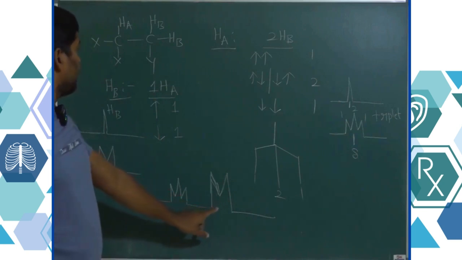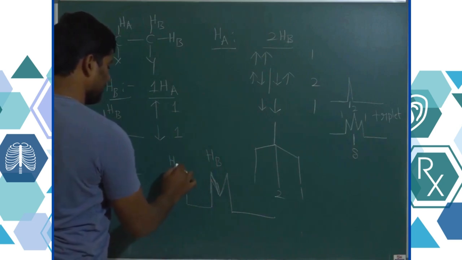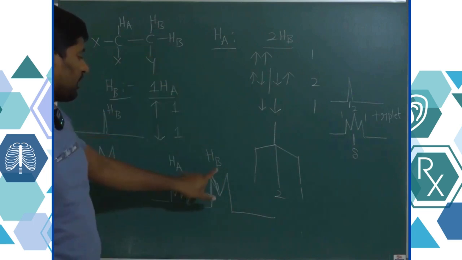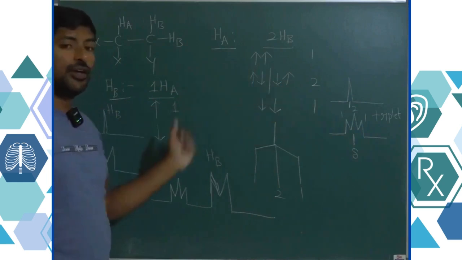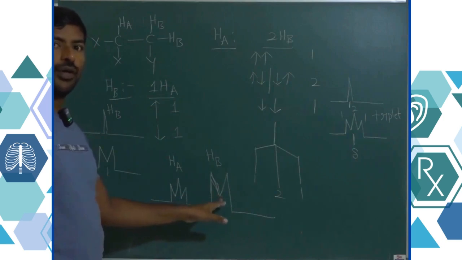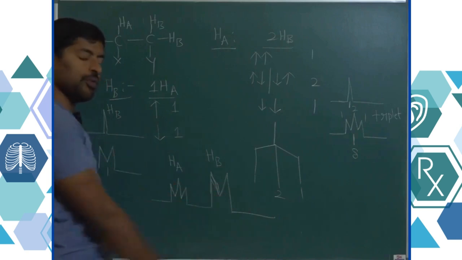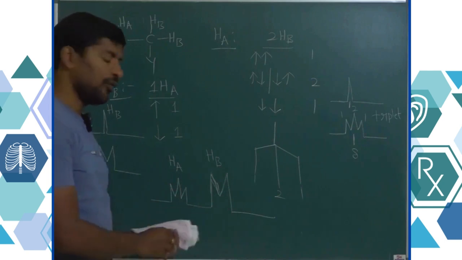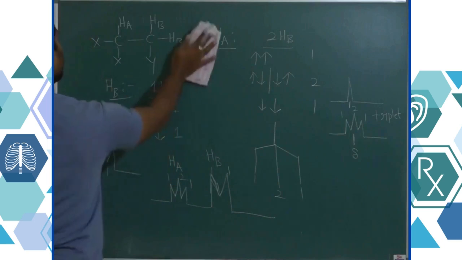The HB proton signal intensity is more compared to the HA proton, since it is due to 2 protons. The HB proton signal is due to 2 protons; the HA proton signal is due to only 1 proton. So the signal for HB is more intense compared to HA. For HA we will get a triplet with intensity 1:2:1, and for HB we will get a doublet whose intensity is 1:1.